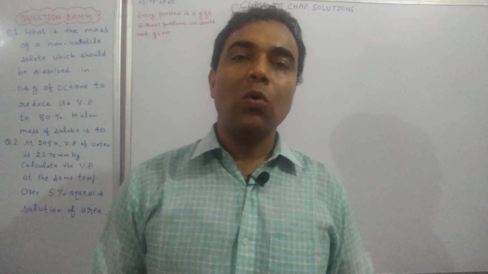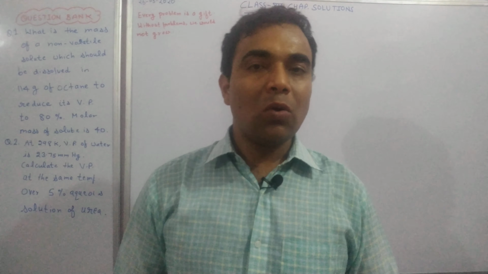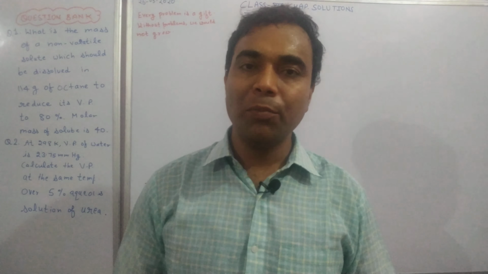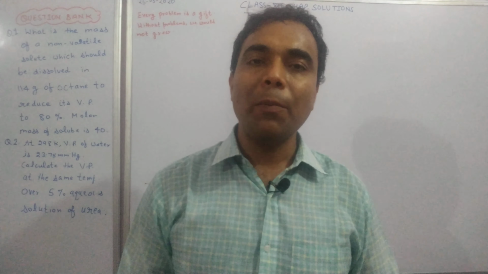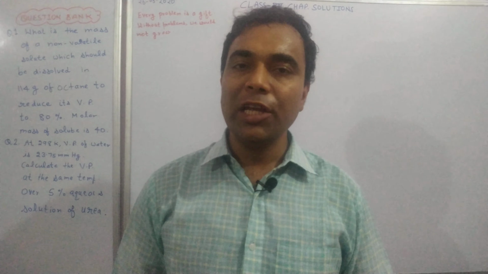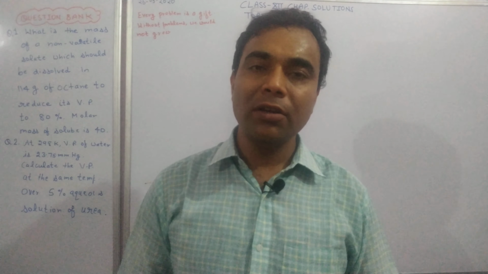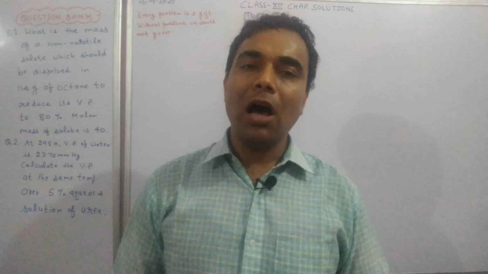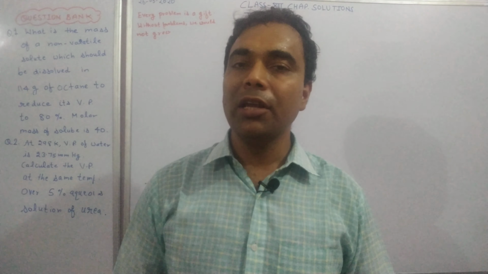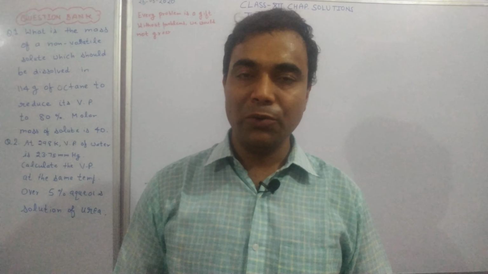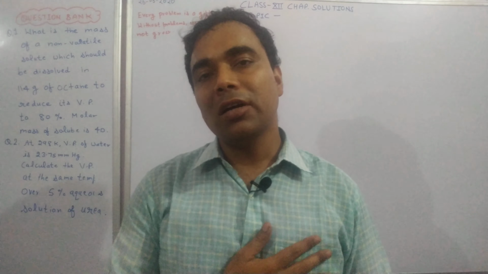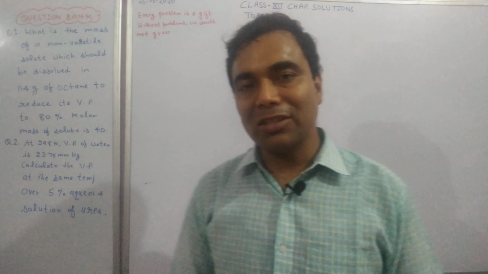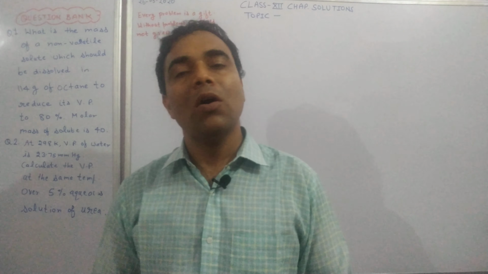In the last video, we discussed colligative properties, and there are four types: relative lowering in vapor pressure, elevation in boiling point, depression in freezing point, and osmotic pressure. We had also discussed relative lowering in vapor pressure in our last video. Welcome learners, today we will discuss some problems and their solutions based upon relative lowering in vapor pressure.